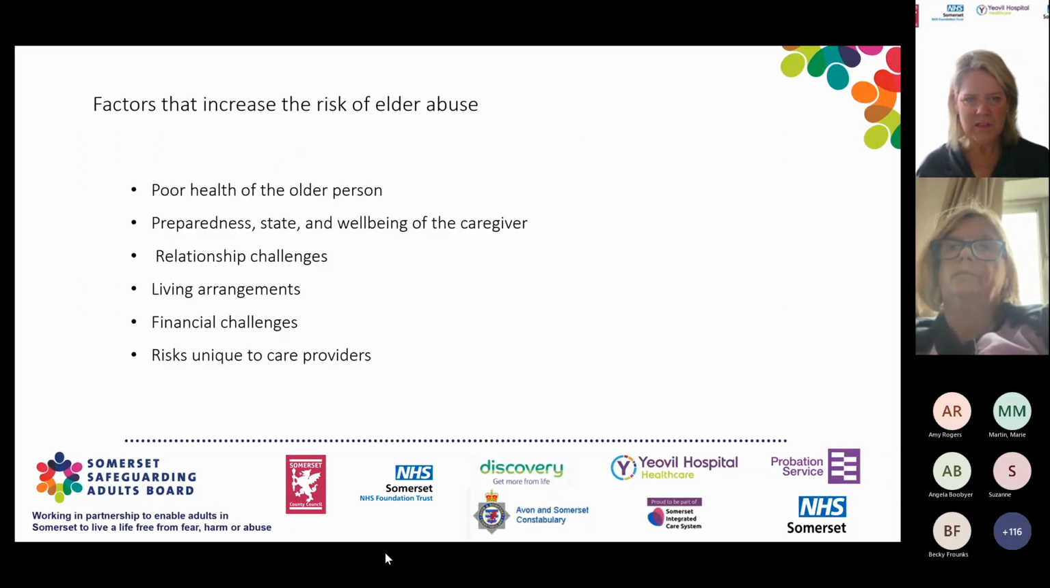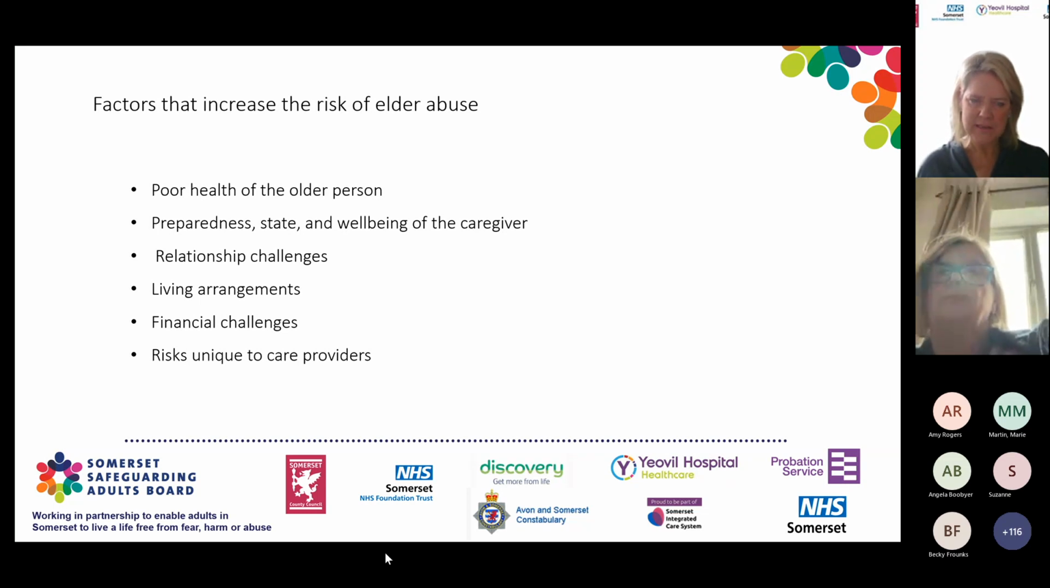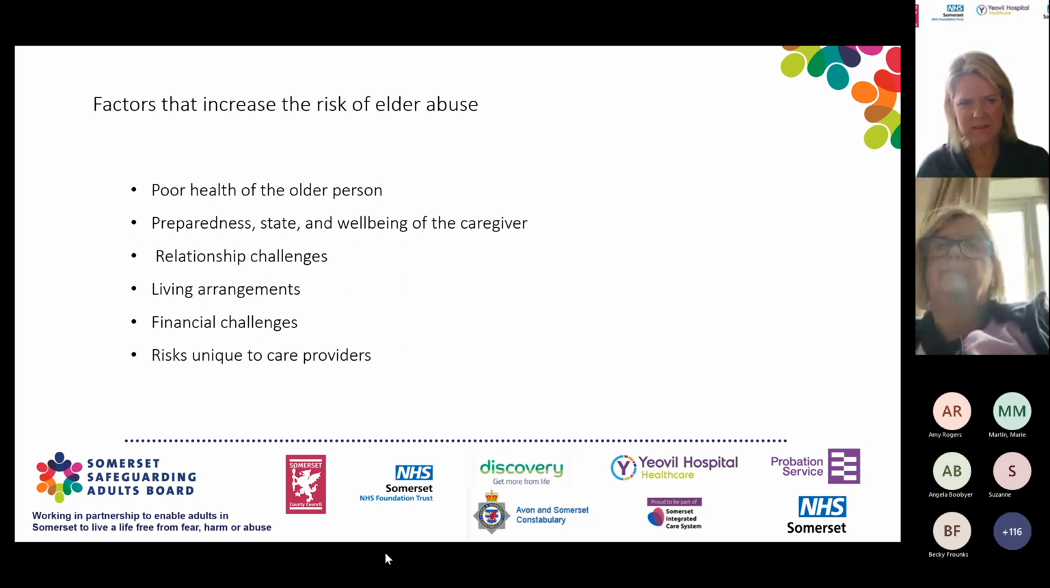So factors that increase the risk of elder abuse. Poor health of the older person, such as poor physical health, poor memory or dementia, poor mental health or mental illness. Preparedness or state of well-being of the caregiver. So maybe a lack of understanding of the older person's condition, of their needs, and a lack of competence and skills to deliver good quality care for that person.